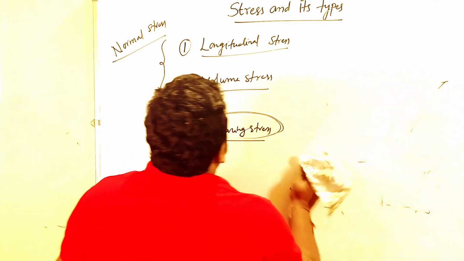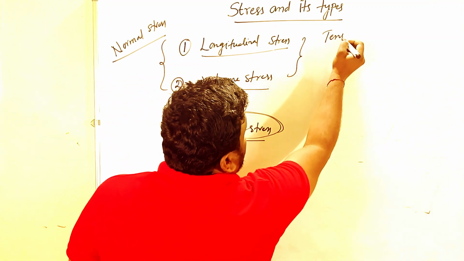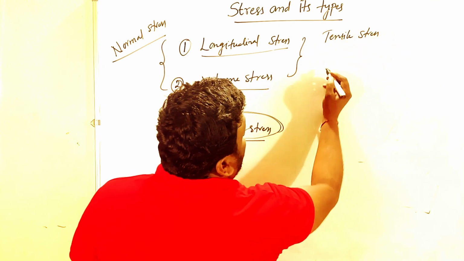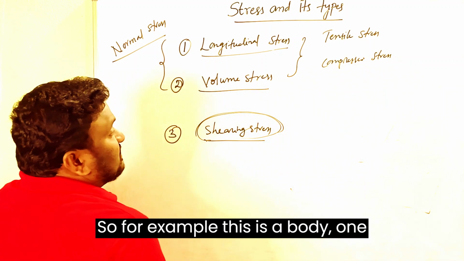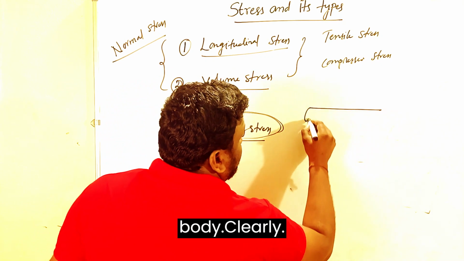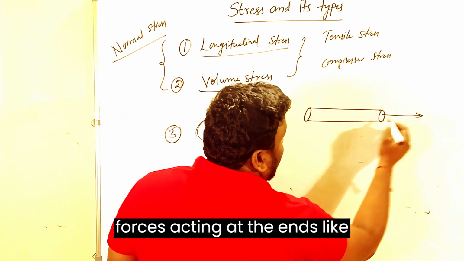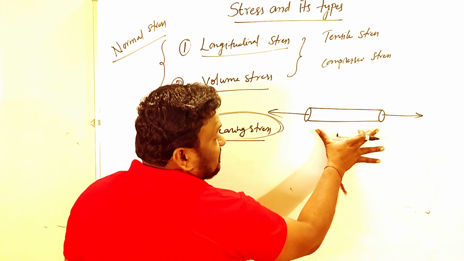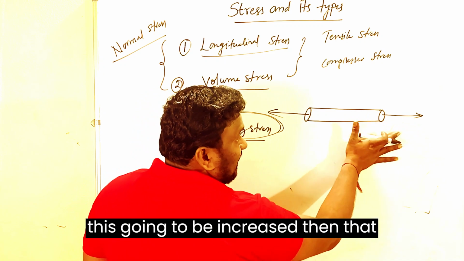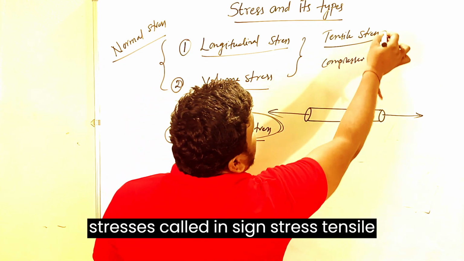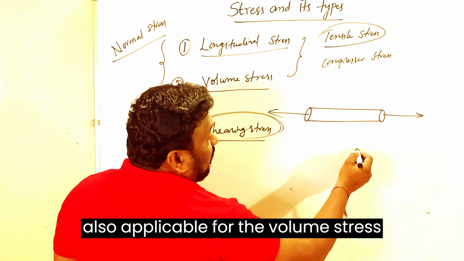Now children, look here, longitudinal stress and volume stress can also be called tensile stress and compressed stress. So for example, this is one body that has some length. If the force is acting at the ends like this, in opposite directions, then the length is going to be increased, then that stress is called tensile stress. The tensile stress is also applicable for the volume stress.